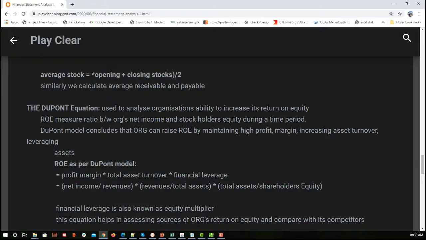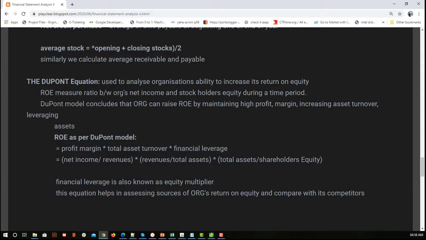If I go back and look at the DuPont equation, net income is there, shareholders equity is there. So this ratio is as it is, but I am adding revenue in the numerator and denominator, and similarly total assets in the denominator and numerator. So these two can cancel, and finally we will again be left with net income by shareholders equity.